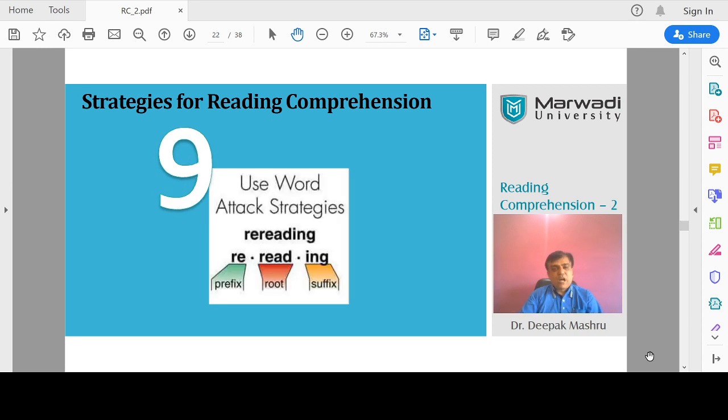Now use word attack strategies. Here vocabulary will help you. For example, somebody asked a question that, sir, if you don't know about the topic which has been asked in the paragraph, what should we do? At least you know the root words.